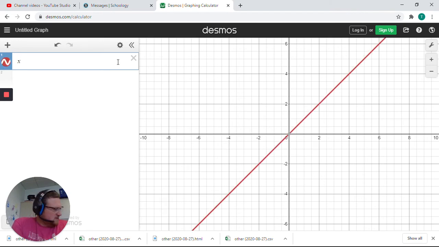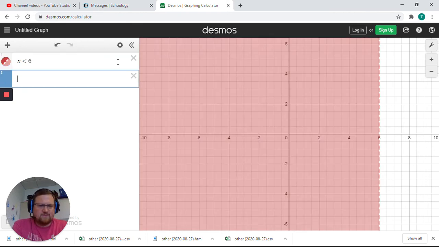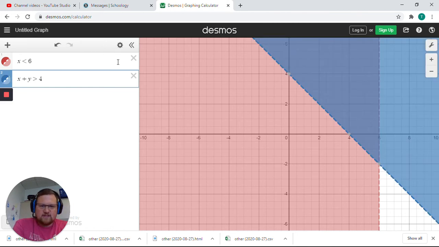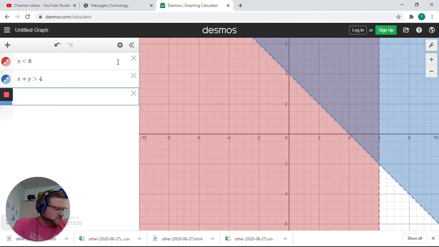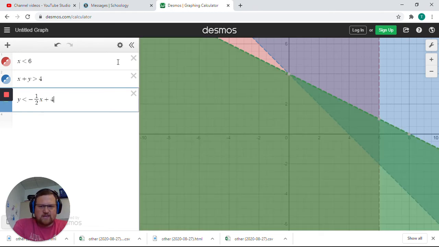x is less than 6, and it gives you a graph. Notice the dashed line. You can type in the next equation: x plus y is greater than 4. Look at that. I didn't even have to solve for y. So this is an incredibly powerful tool to use, but on your test you won't be allowed to use it. So I have no problem with you using this just to make sure your answers are correct, but you have to know how to do it otherwise.